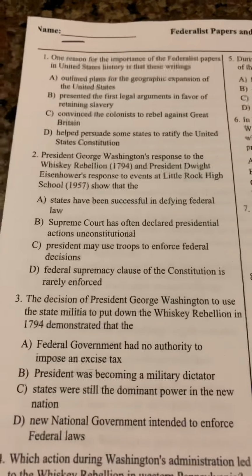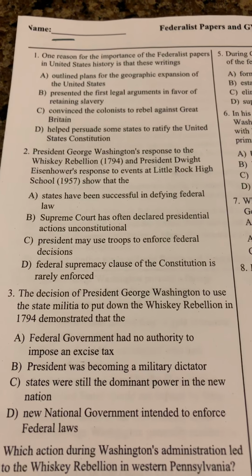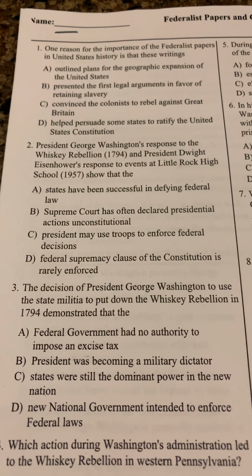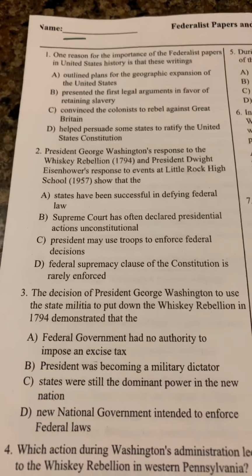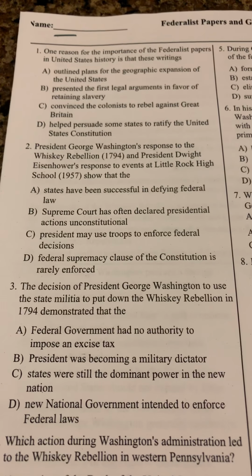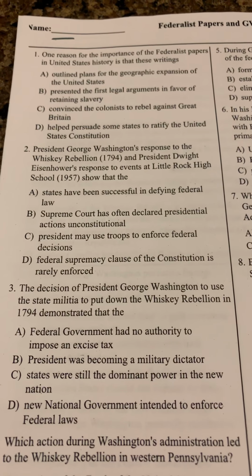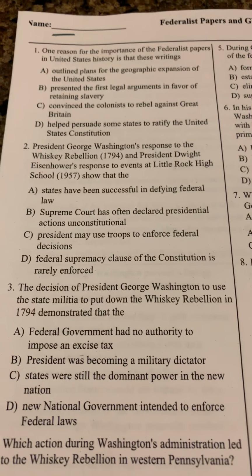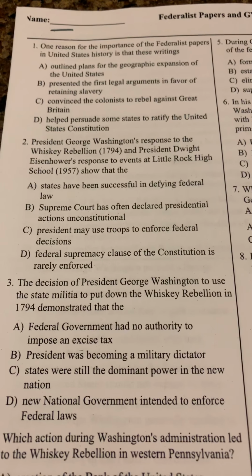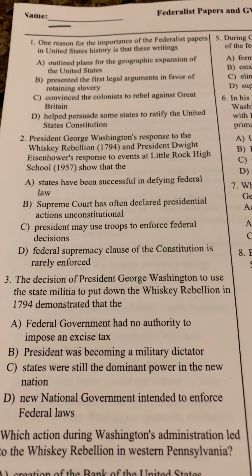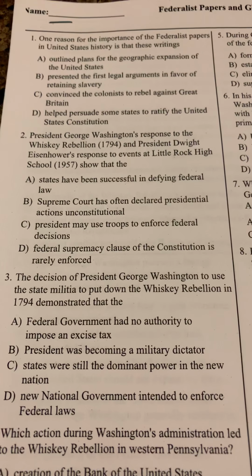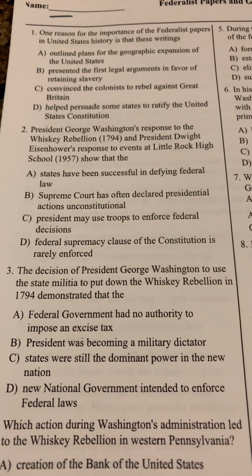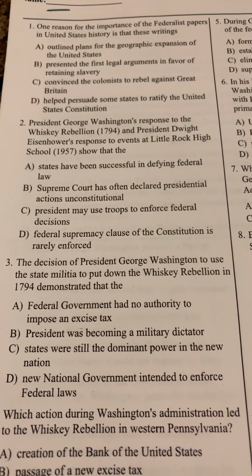Number 2. President George Washington's response to the Whiskey Rebellion in 1794 and President Dwight Eisenhower's response to the events at Little Rock High School in 1957 show that the A. states have been successful in defying the federal law, B. Supreme Court has often declared presidential actions unconstitutional, C. Presidents may use troops to enforce federal decisions, or D. Federal Supremacy Clause of the Constitution is rarely enforced.